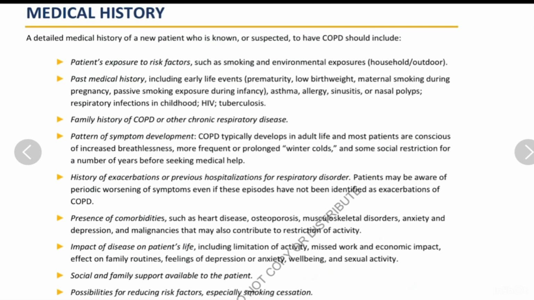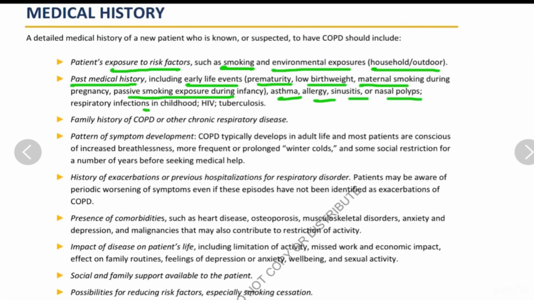Then they are discussing what history we have to take from the patient with COPD. They are telling us there will be a history of the patient's exposure to risk factors, like smoking and environmental exposure, household or outdoor. Then past medical history will be there, including early life events like prematurity, low birth weight, maternal smoking during pregnancy, passive smoking during infancy, asthma, allergy, sinusitis, nasal polyps, respiratory infection in childhood, and HIV and tuberculosis. So this is the past medical history.